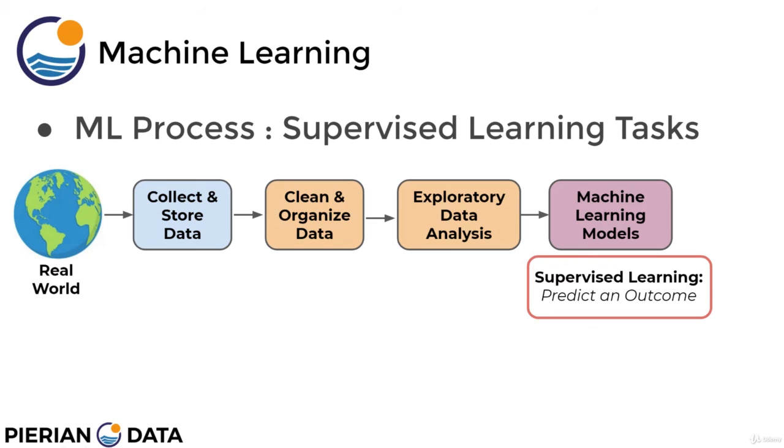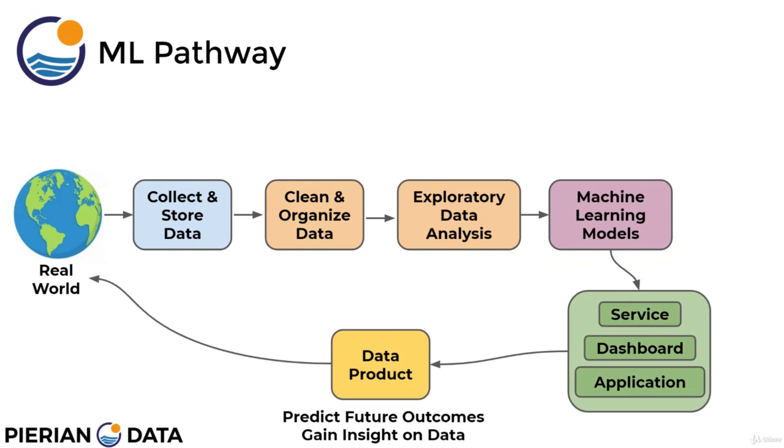So that is the supervised learning process for machine learning models. Then you can deploy the model as a service, a dashboard, or application where you've then created a data product to hopefully predict future outcomes or gain insights on data and then have that executed out in the real world. And now we have a full understanding of the machine learning pathway for supervised learning models.